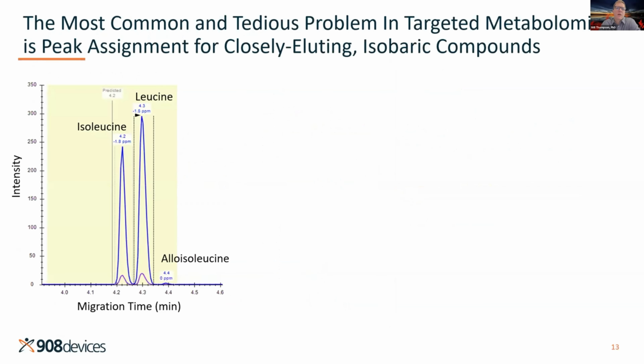The second most common and tedious problem, that I feel like I've lost years of my life to, is to really do this peak assignment correctly. On the left, I've shown an example from our separation, but this also occurs, of course, in every mode of separation where we have isobaric species, and it's particularly difficult to always assign the correct peak when you have a software solution.